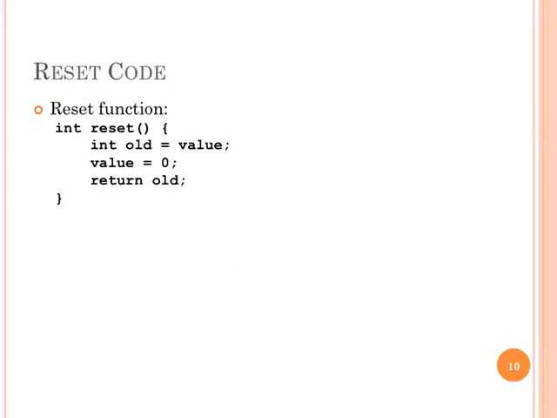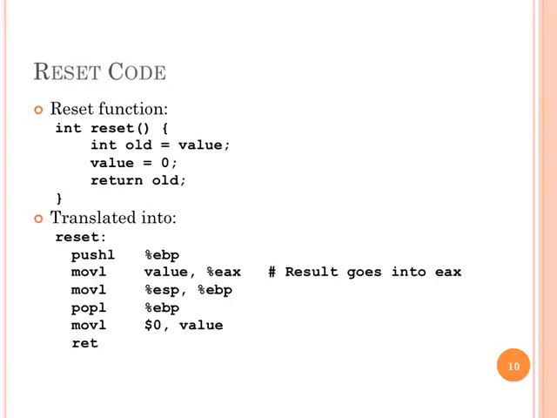So again, we pull the old value out, and then we set value to 0. And this is the code generated for reset. So we push EBP. Again, we have this unusual interleaving where we move value into EAX because we know we have to return that. We move ESP into EBP.